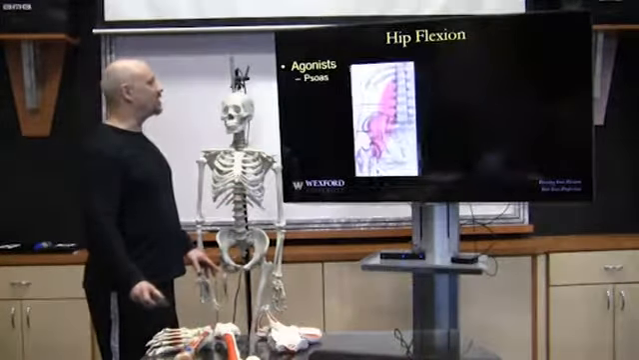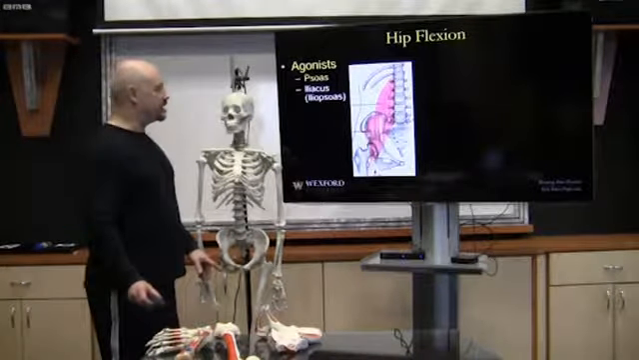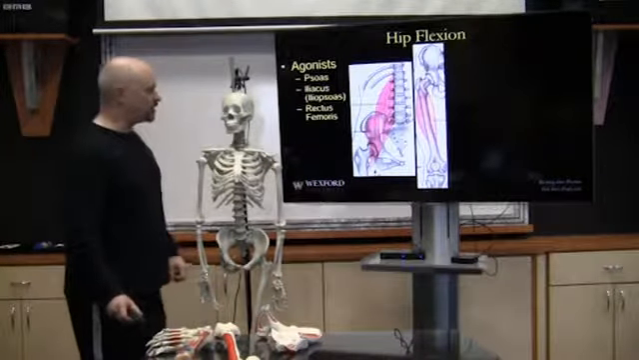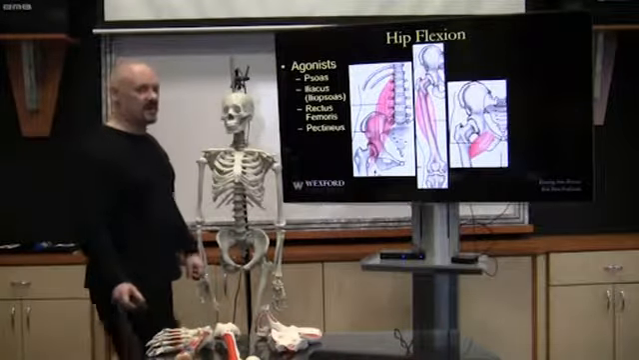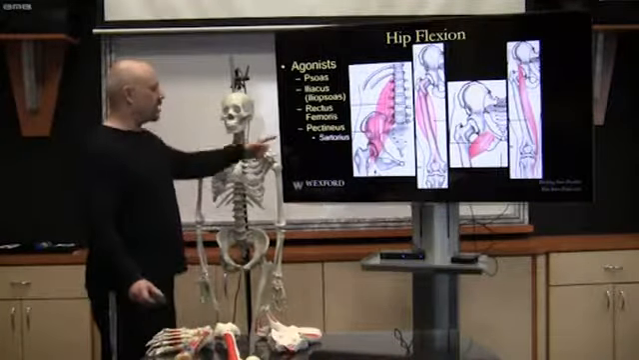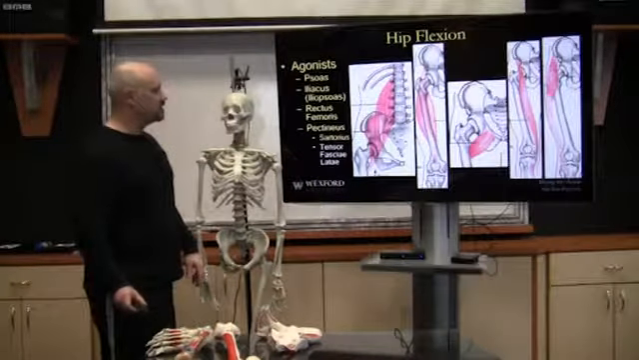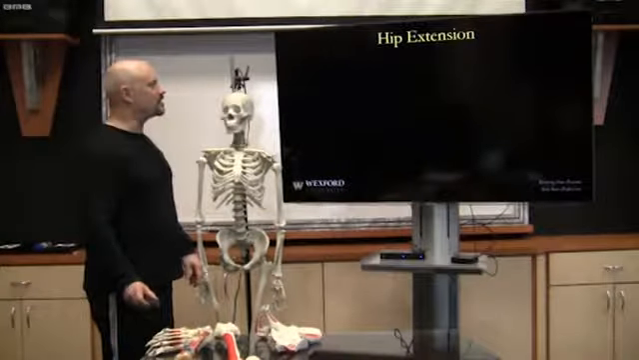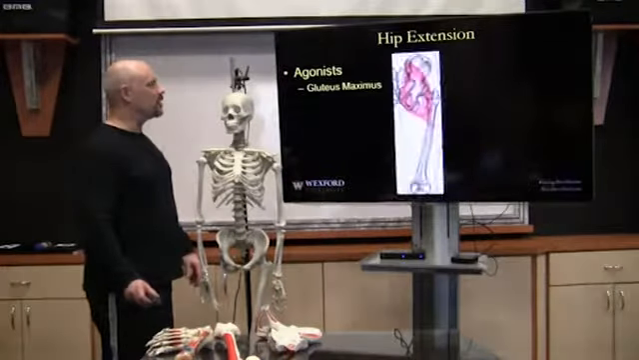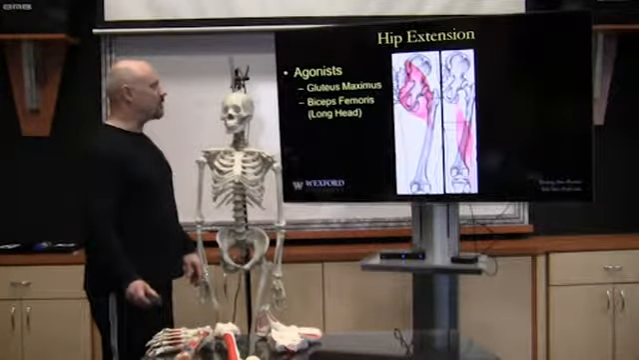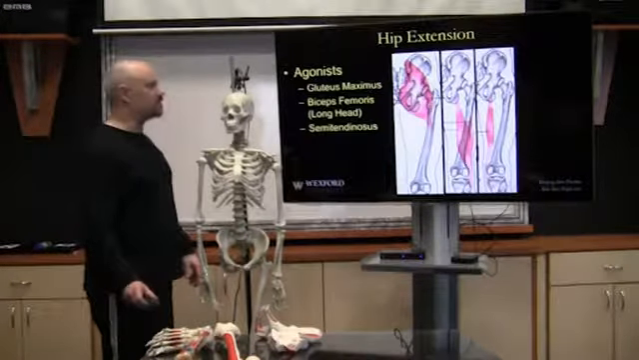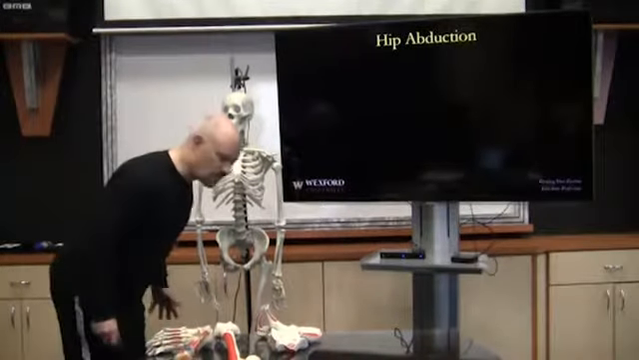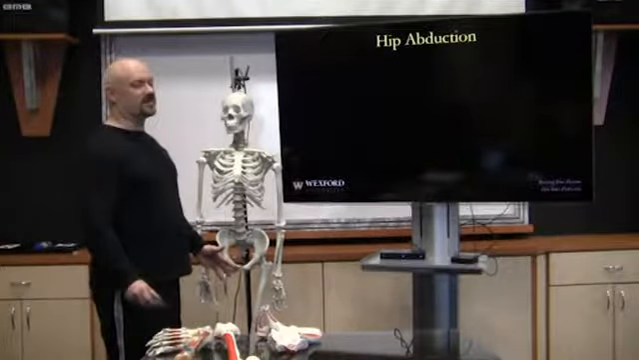Now in hip flexion, the agonists are the psoas muscle, the iliacus, and those two together make the iliopsoas, the rectus femoris, and the pectineus. That causes hip flexion. Also in there are the sartorius and the tensor fasciae latae. In hip extension, the agonists are the gluteus maximus, biceps femoris long head, semitendinosus, semimembranosus. And once again, you have to look at that. With the feet fixed, it will cause trunk extension.